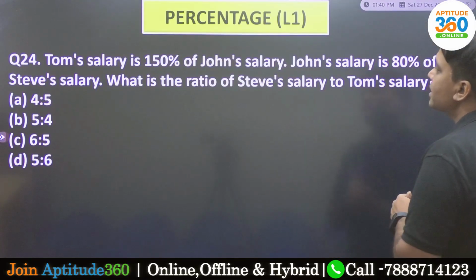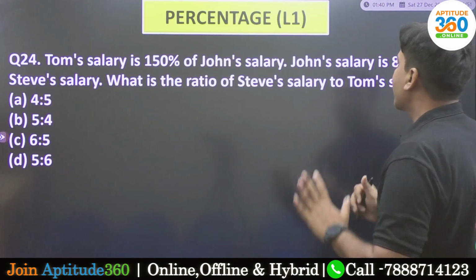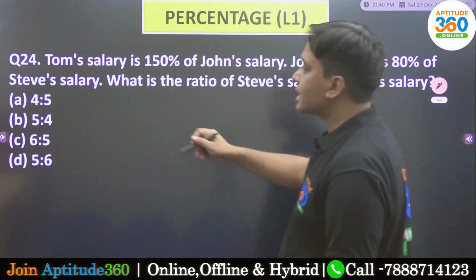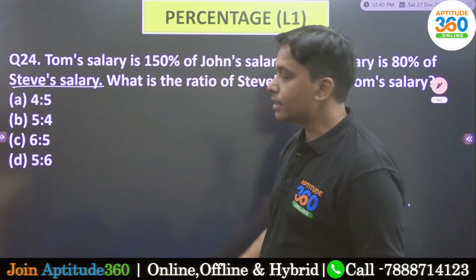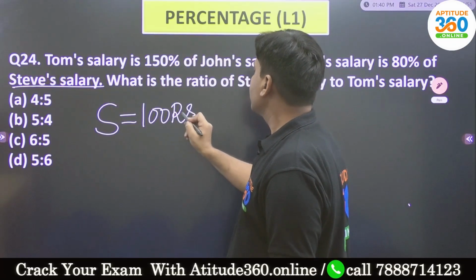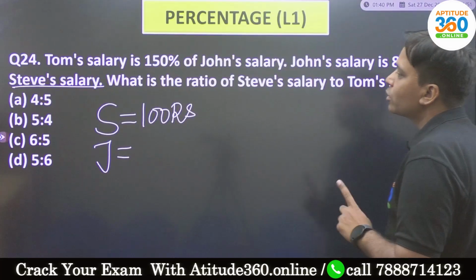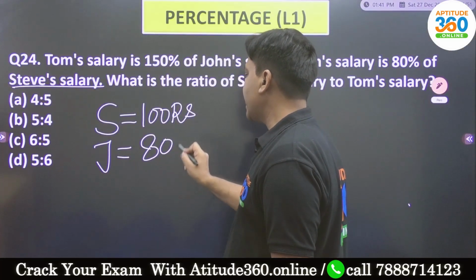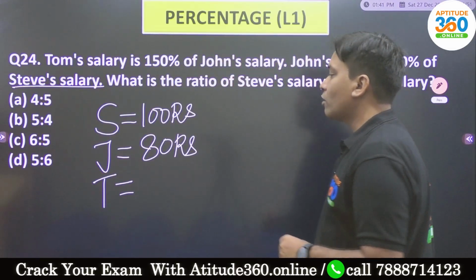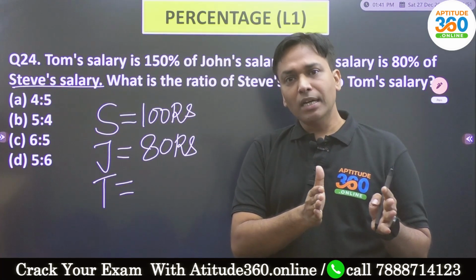Tom's salary is 150% of John's salary and John's salary is 80% of Steve's salary. ध्यान से देखना कंपैरिजन शुरू कहां से हुआ. कंपैरिजन जो आपका शुरू हो रहा है वो हो रहा है स्टीव की सैलरी से, isn't it? So स्टीव की सैलरी को कितना ले लिया? 100 रुपी. John's salary is 80% of Steve's salary, so 80% of this salary is 80 rupees. And then Tom's salary is 150% of John's salary. इसका 150% कितना होगा? 100% तो 80 ही है. And what is 50%? It is 40.